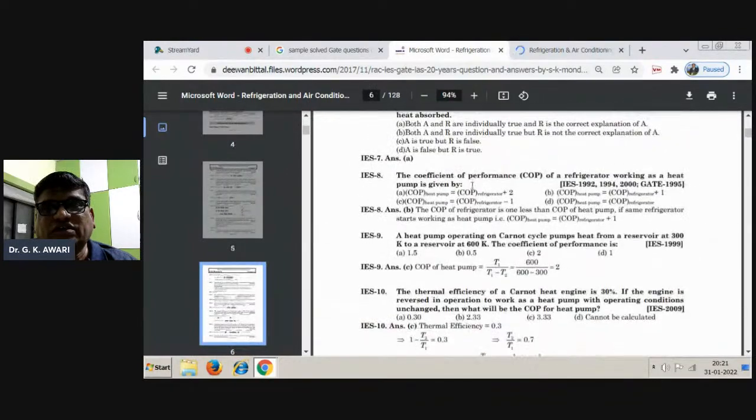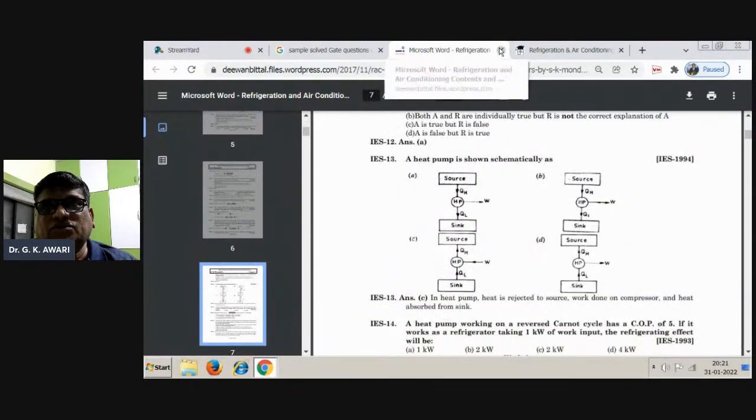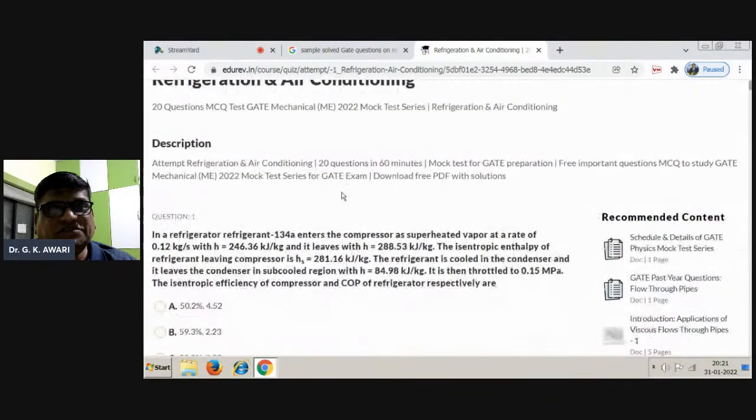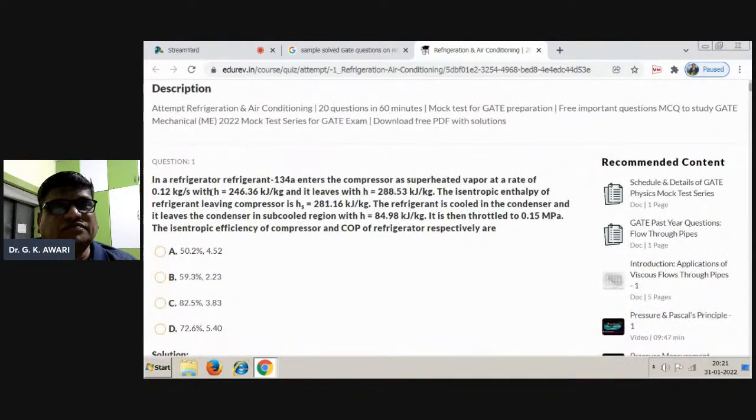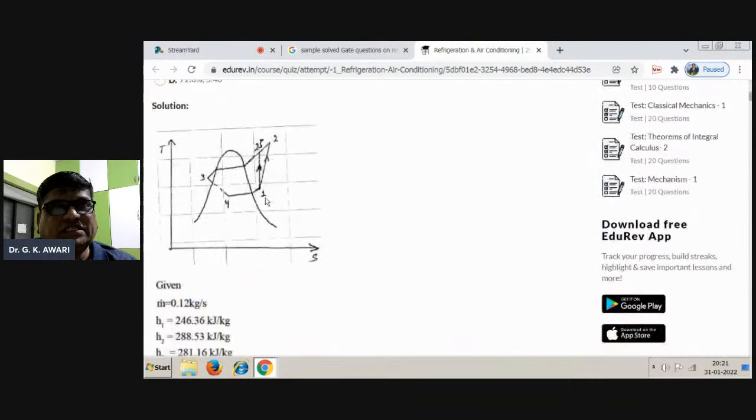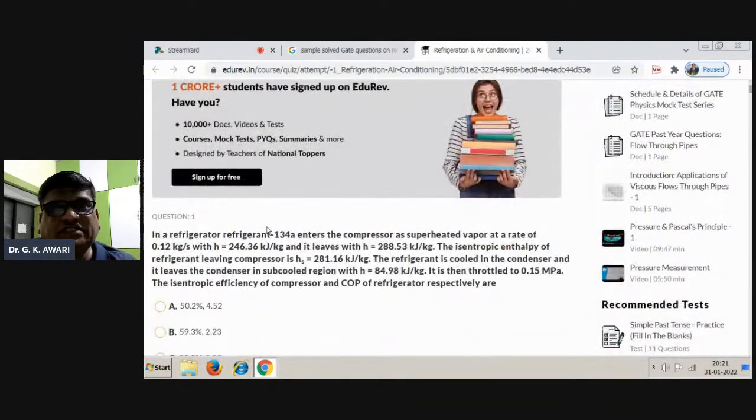So you can see also these are the notes actually. So again, the solution and its questions are also given.